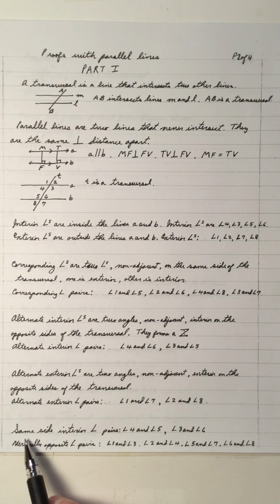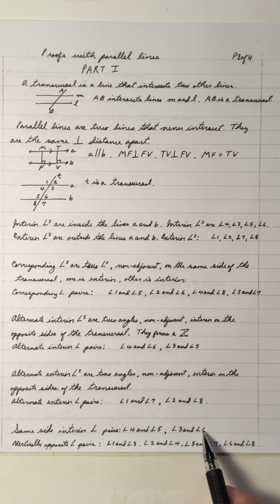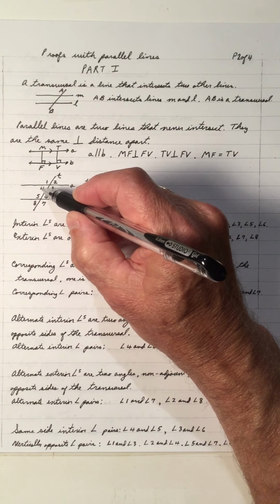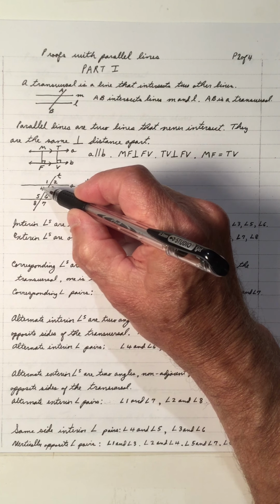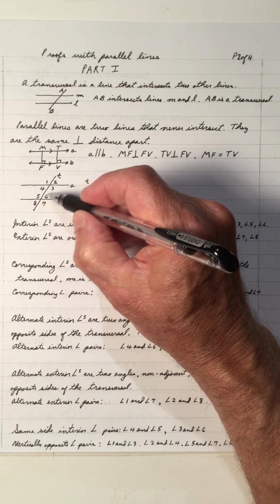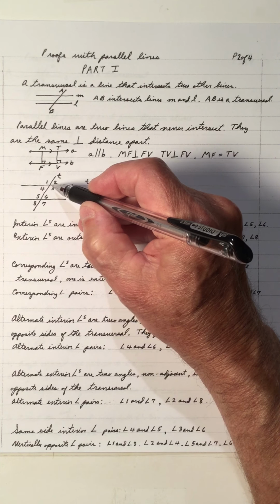And also, same side interior angle pairs are 4 and 5, 3 and 6. All same side interior. So these are the interior angles, 3, 4, 5, and 6, but they're on the same side of the transversal. So they're interior angles on the same side, 4 and 5. 3 and 6 are interior angles on the same side of the transversal.